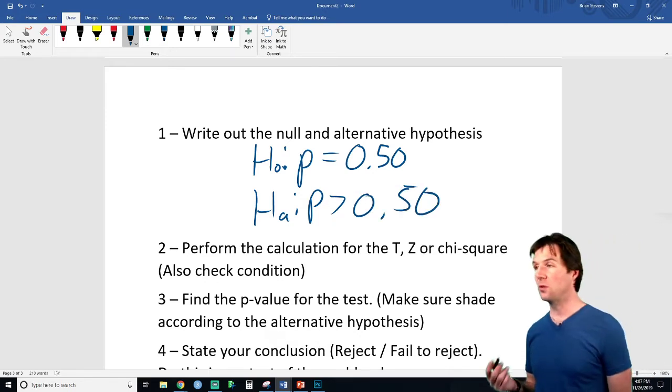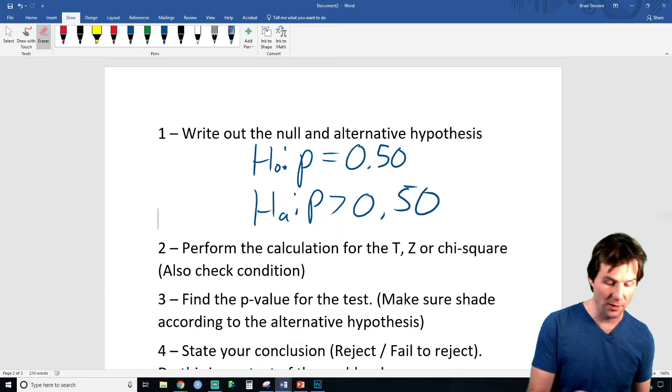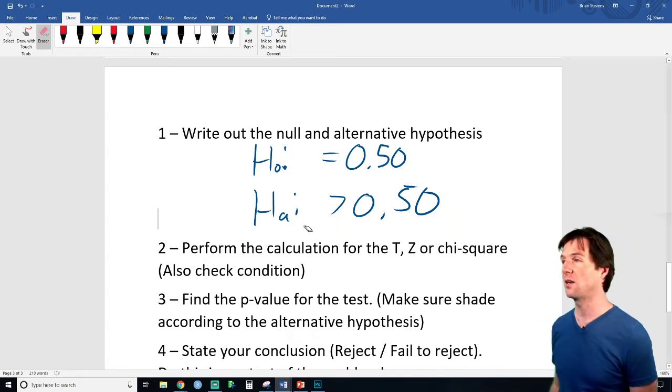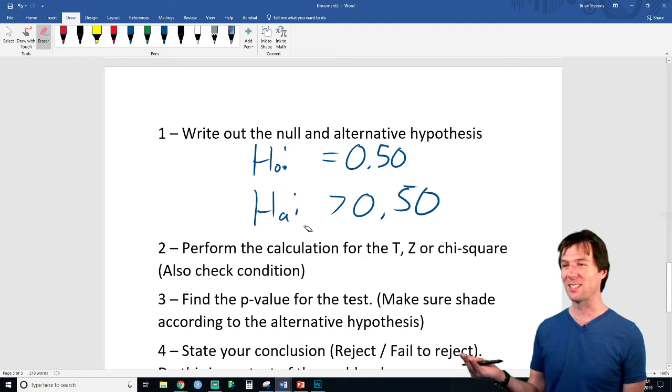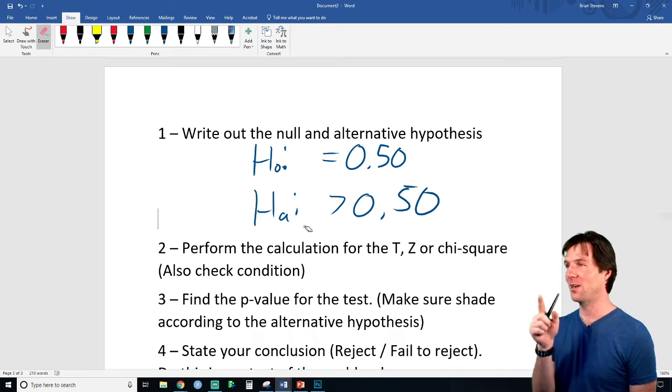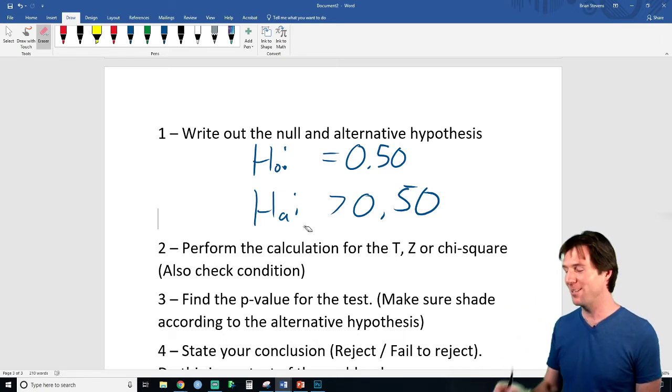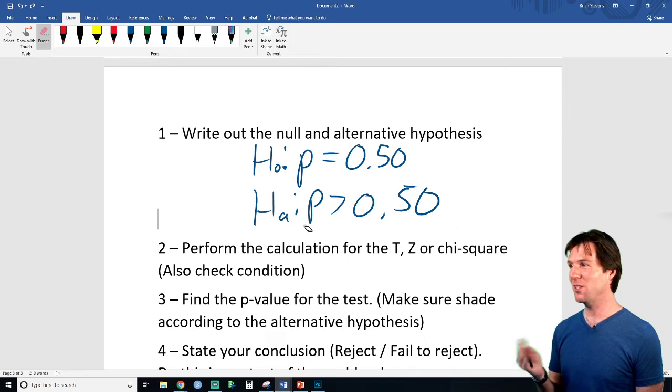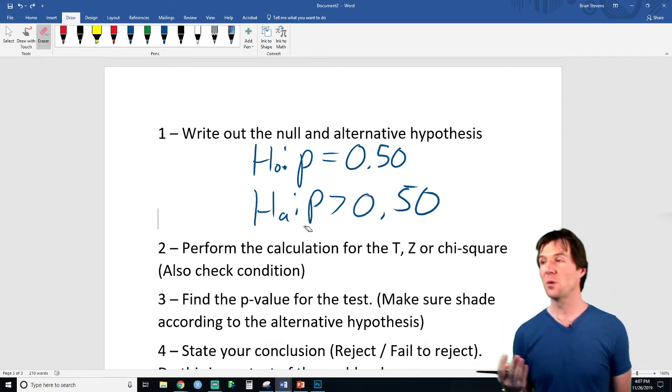I always ask my students to read this because here's the mistake I see on the test. Read it now. It says the null states equals 50%. What equals 50%? I see that mistake all the time on the test. And I say, read it. And it's like, okay, the null says it's equal to 50. What is equal to 50? The true proportion is equal to 50. Make sure you use the right thing right there.